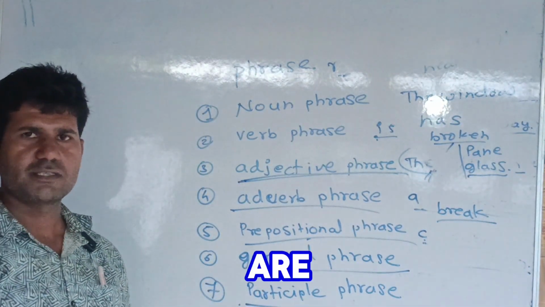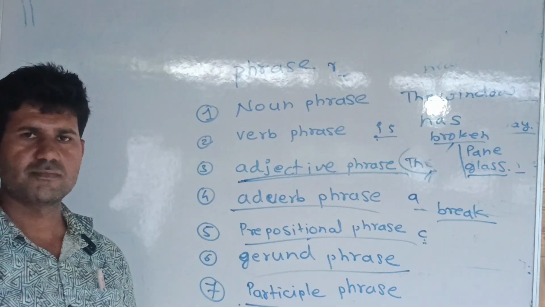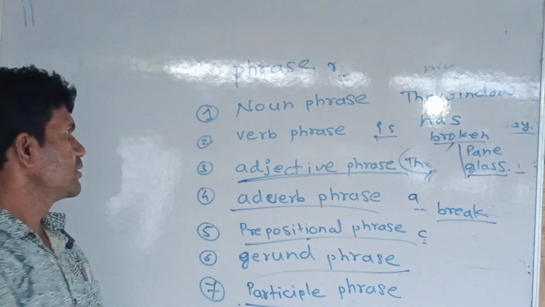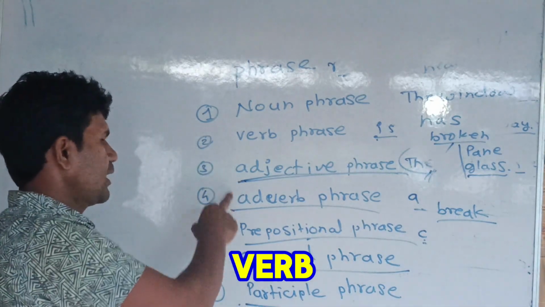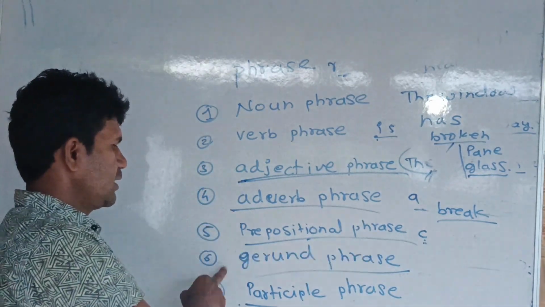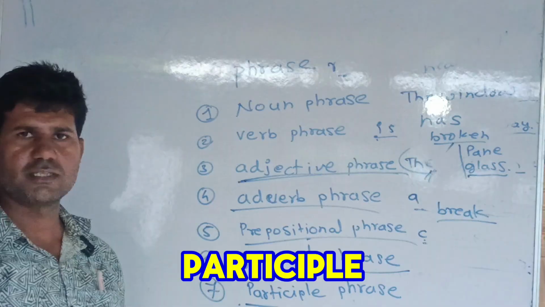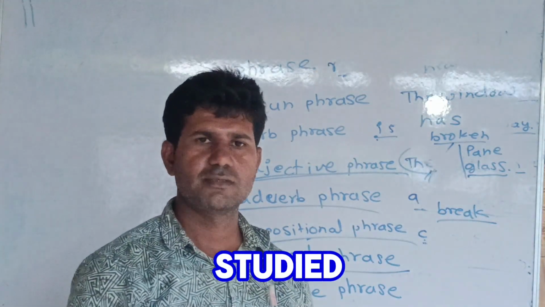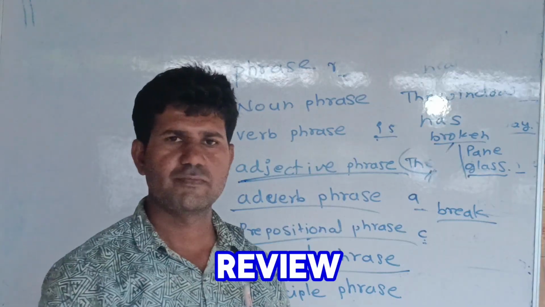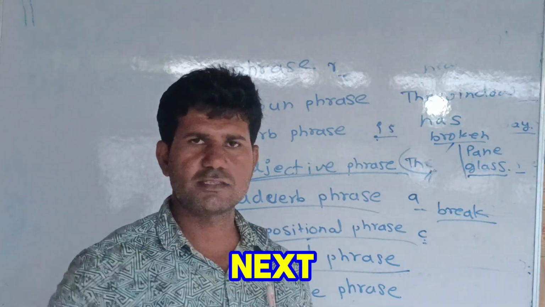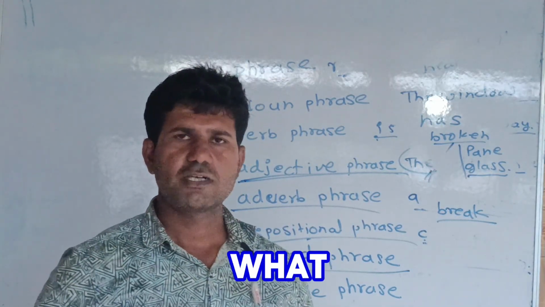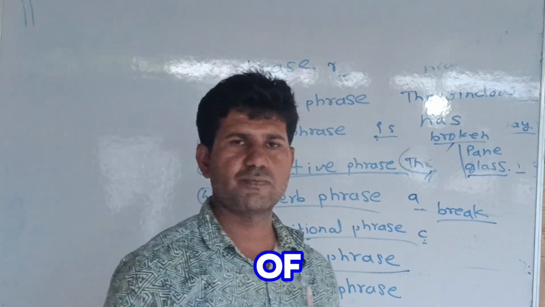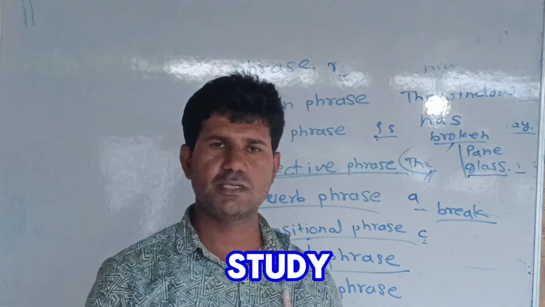So there are 7 types of phrases. Each one acts as a single part of speech. Noun, verb, adjective, adverb, preposition, gerund and participle. These are 7 types that we have studied. This is just a review. In the next session we will study what is a clause and its types. There are 2 main types of clauses that we are going to study in a later period.